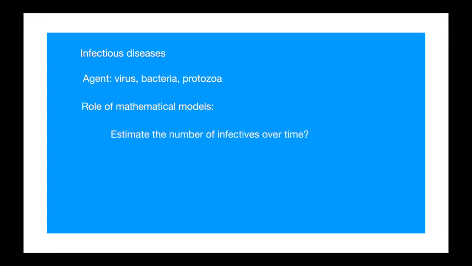Infectious diseases spread via infected people infecting other people, so it is like a reproduction process. The agent could be a virus, bacteria, etc., which for coronavirus is a virus. The clue is in the name. The role of mathematical modeling is obvious. It can help estimate the number of infectives over time.